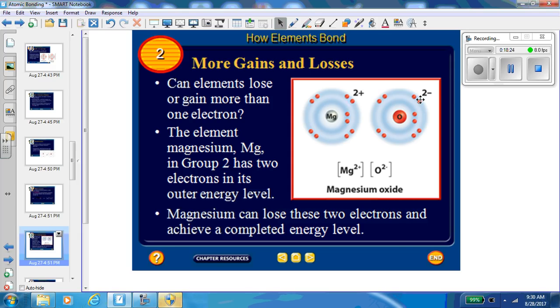And as you can see right here, oxygen is an element that has 6 valence electrons. So in order for it to achieve stability, it wants to have 8. So it's easier for it to take those 2 from magnesium, and then these can bond, and they will form what is called magnesium oxide. So yes, elements can lose or gain more than one electron.